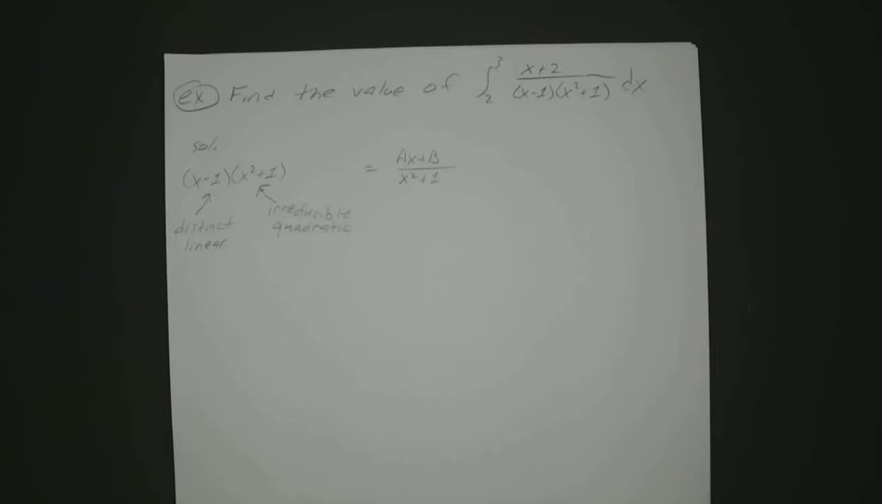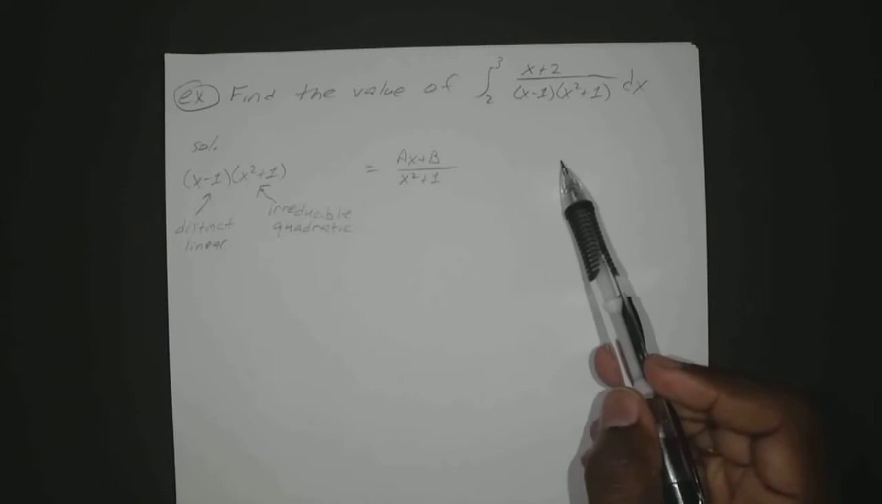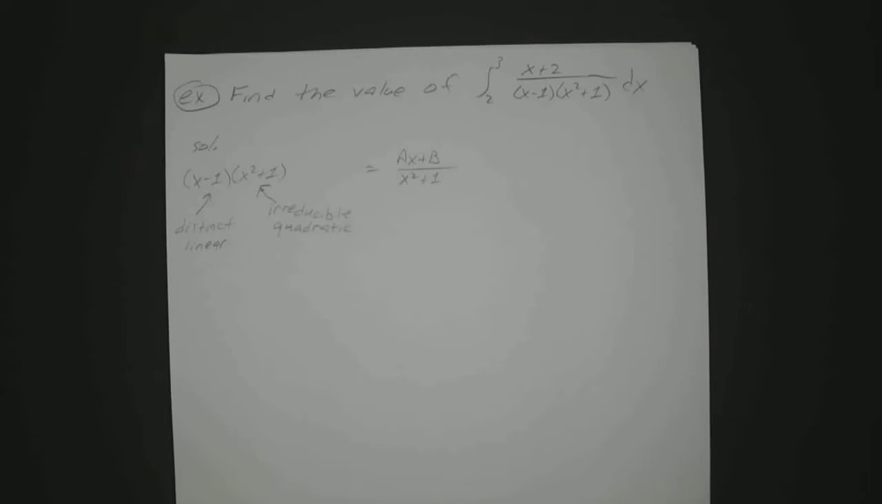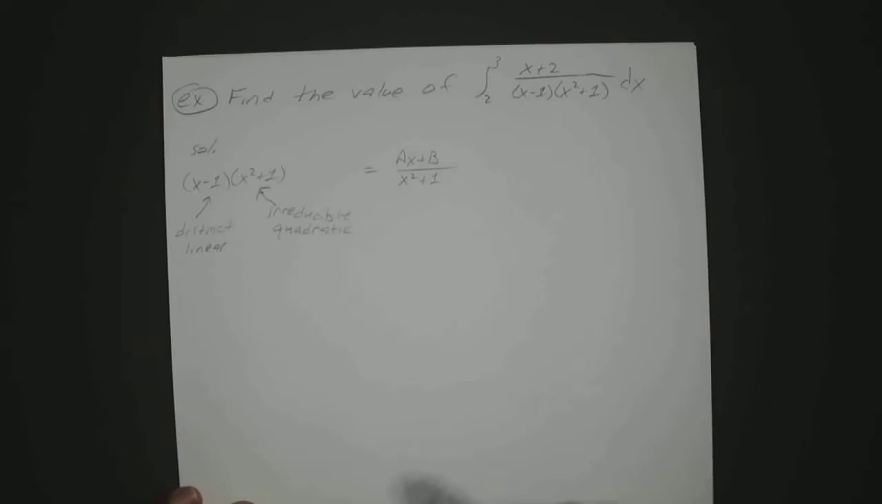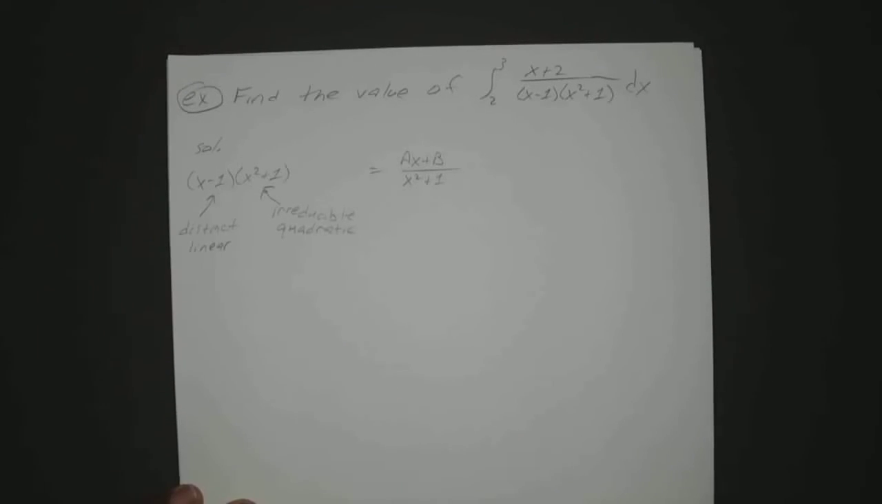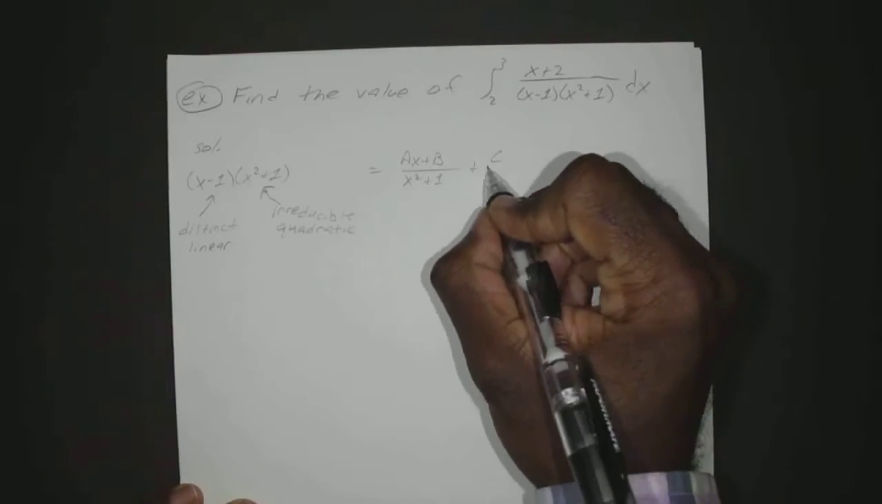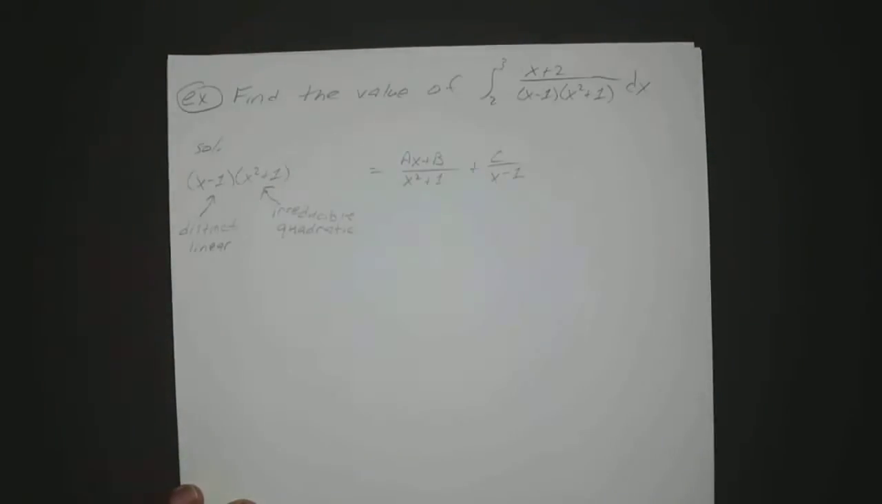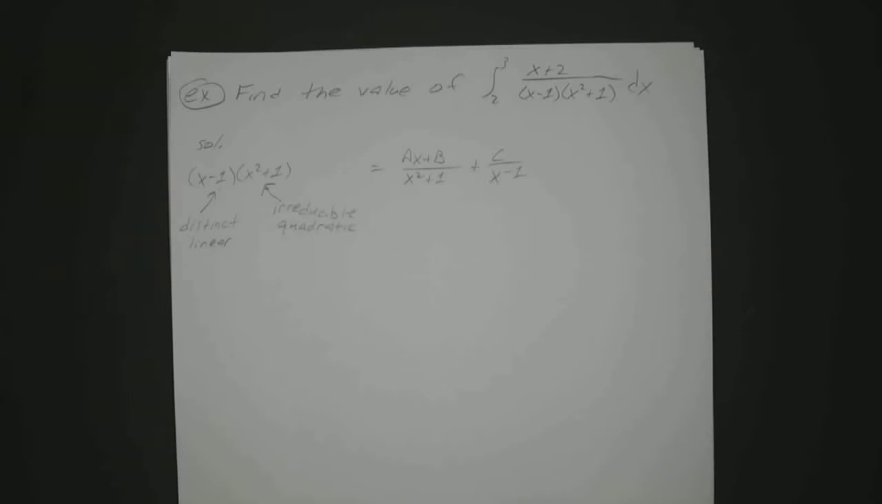If you had to do the second power, then you have to have plus cx plus d over x squared plus 1 squared. So it would kind of keep building up. So it's when you get to that where it really takes up some space. Plus we have our distinct factor, so that's just c over x minus 1. Or if you want to make it a over x minus 1 plus bx plus c, you could do that too.